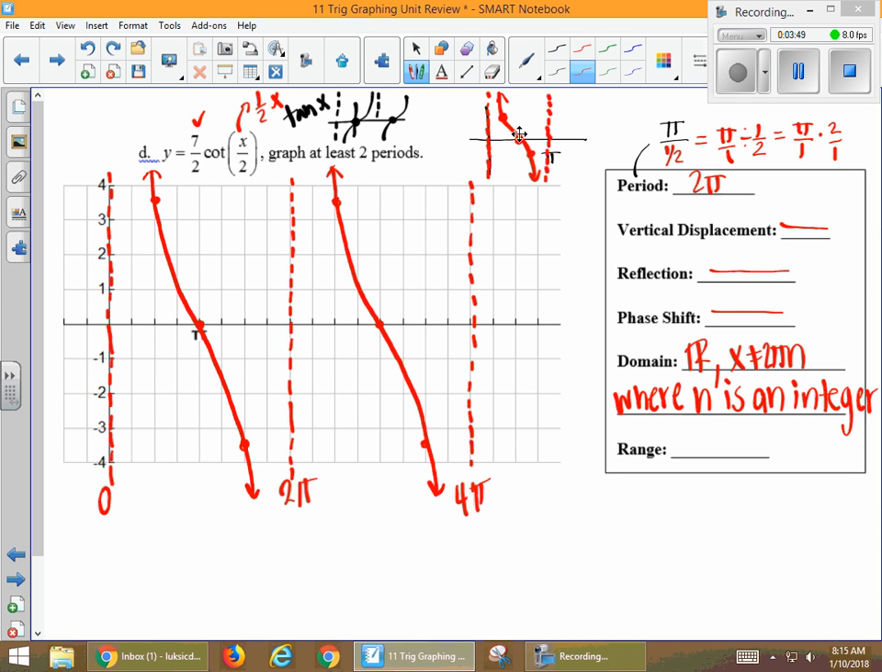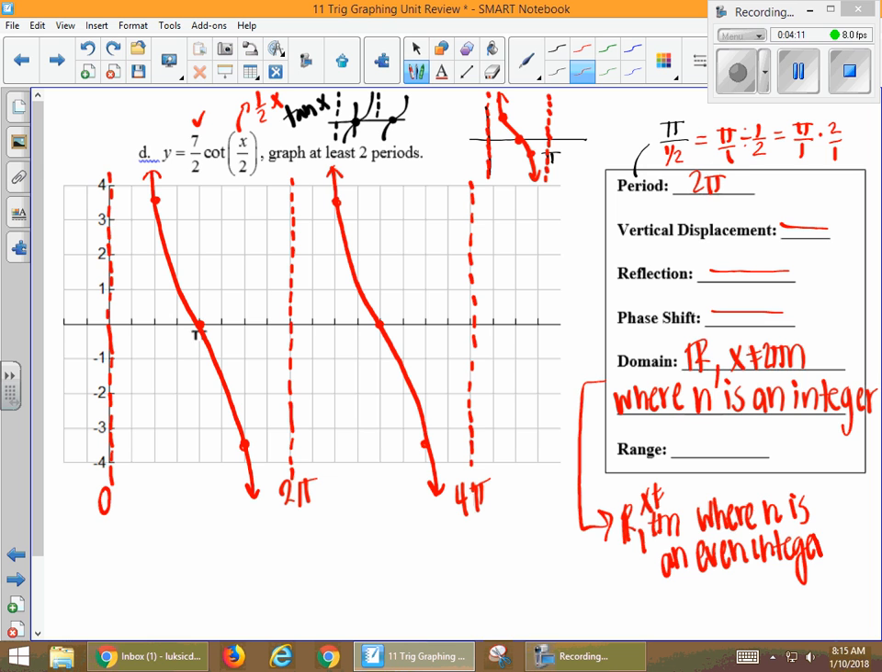2 pi times 1, 2 pi times 2, sorry about the bell, 2 pi times 3. The other way you could write that is x cannot equal pi n, where n is even. So 2 ways to write that domain, either way would be correct. And of course our range is all of this.